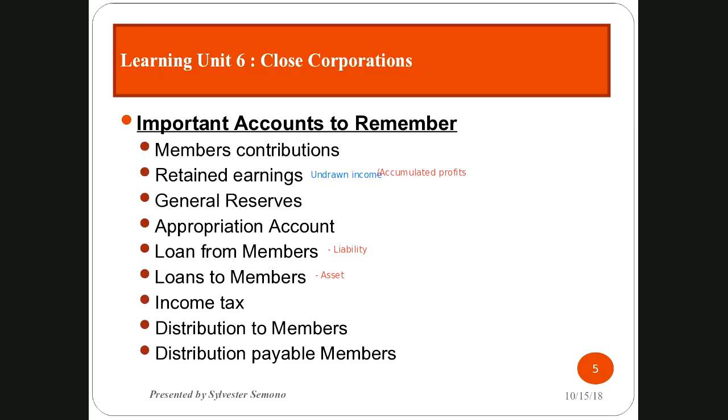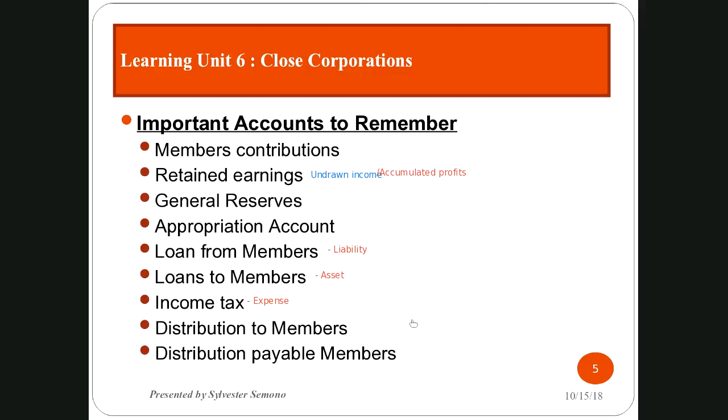Now, there's something called distribution to members. As you can see here, distribution to members. Now, remember I said under partnership, when we have remaining profit, the partners will share that remaining profit according to the agreement. But under close corporation, we can only share the profit with the members if the members agree to share.